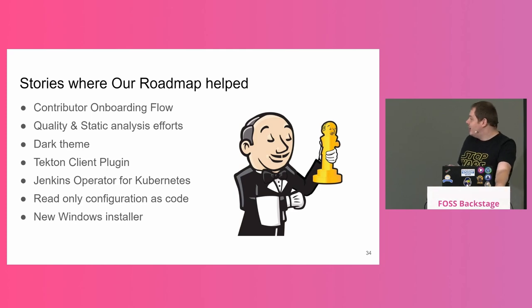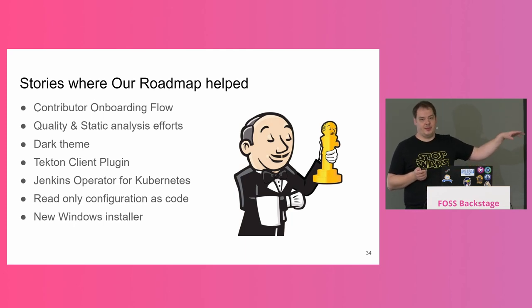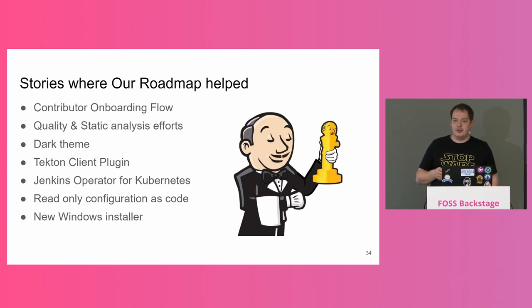Yeah, this is actually one of the things we didn't expect. We were successful with features, because we were able to build a lot of things like quality and static analysis efforts, various GitHub integrations like the checks API, integrations with Kubernetes, Tekton clients, and various UI things like dark theme. And all of that happened through our efforts, through a clear roadmap and contributor onboarding flows. So we were able to deliver a lot of things in recent years, thanks to investing in the public roadmap and in ways to contribute to it. So this is a good thing.